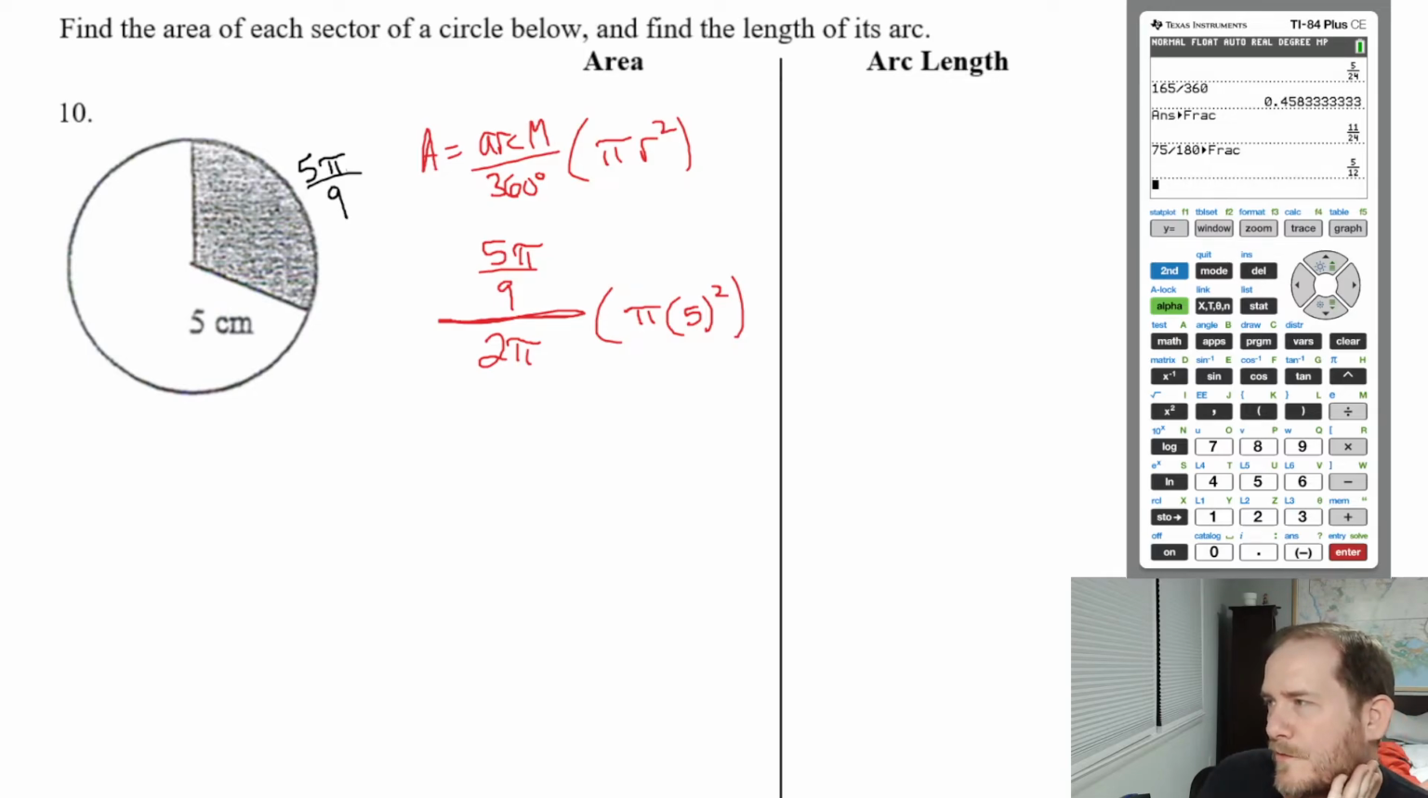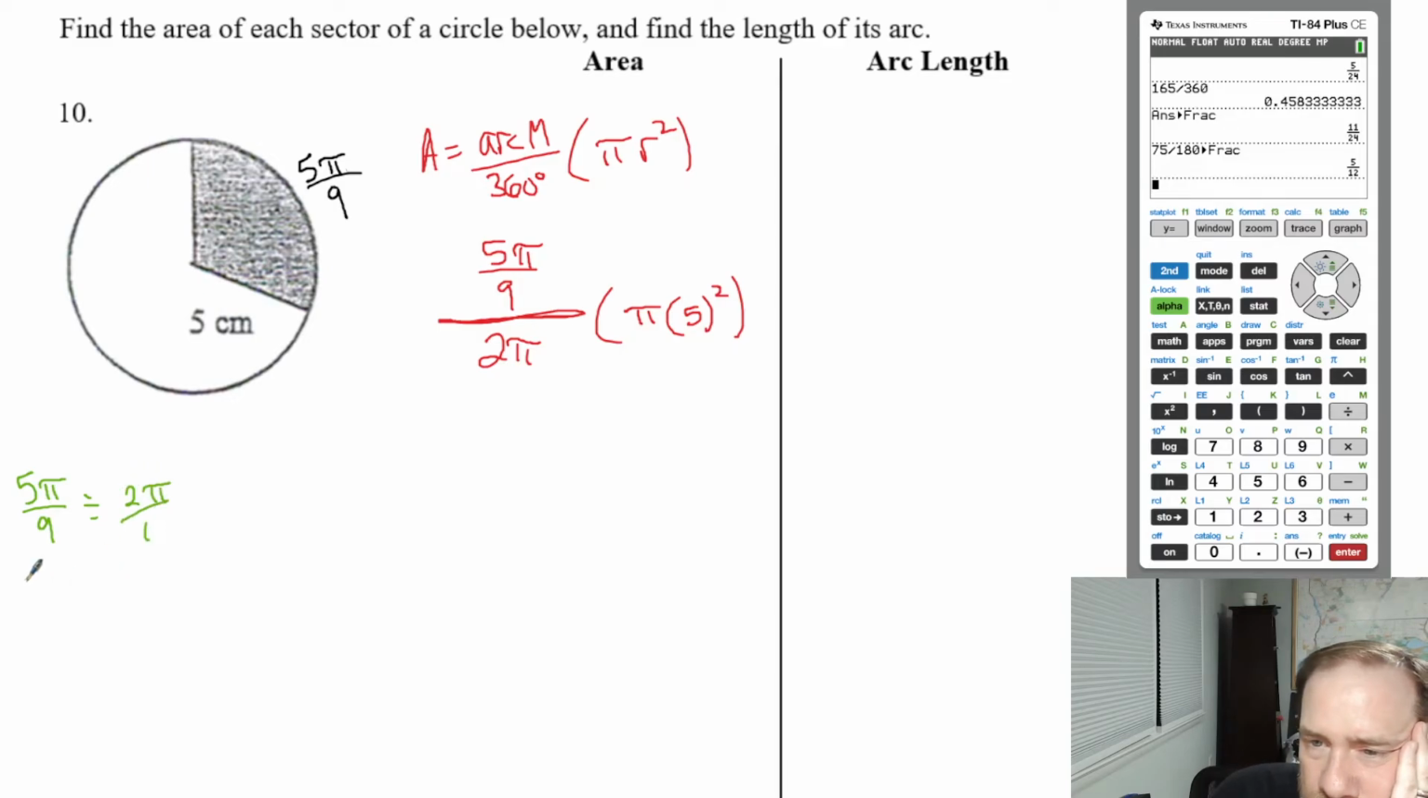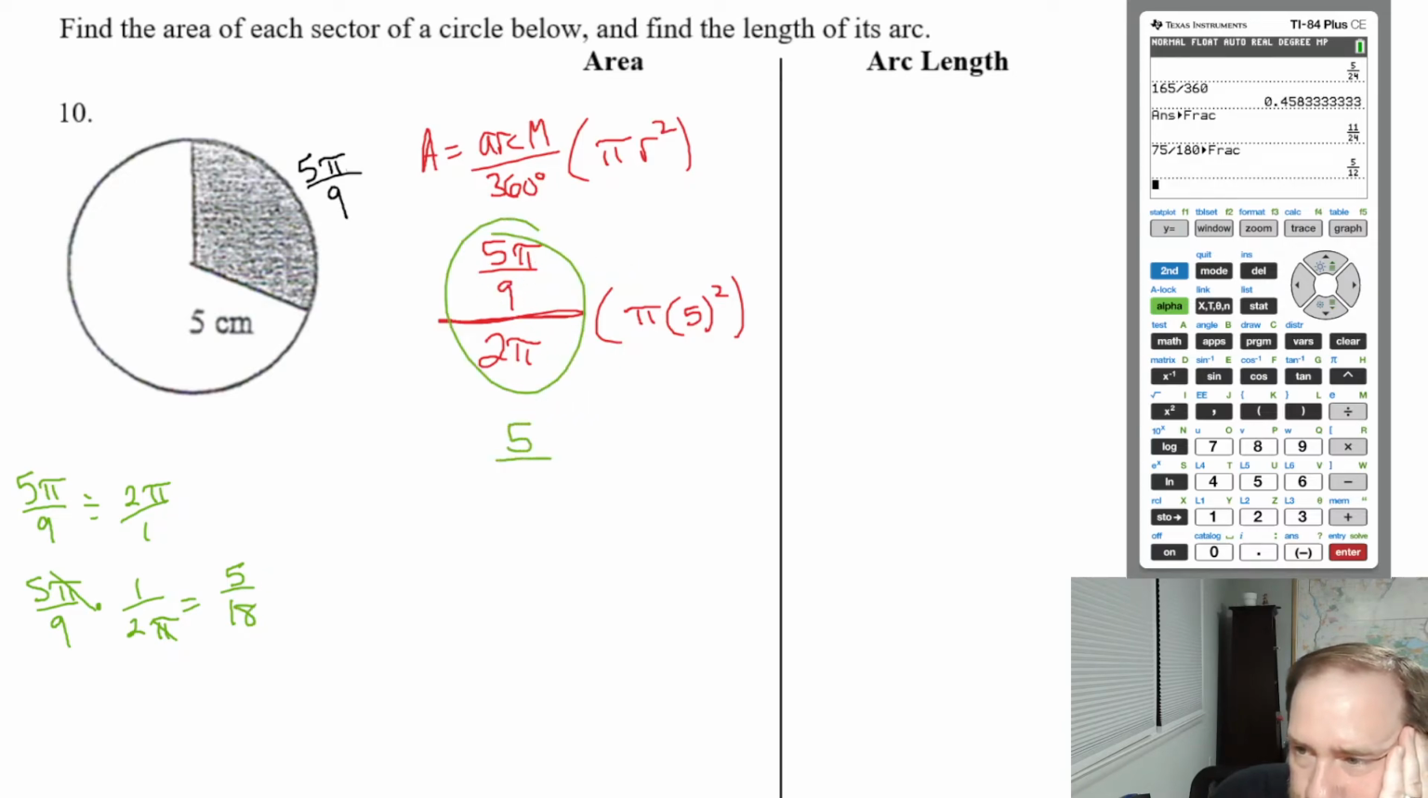Okay, so you have a little bit more work because you're supposed to actually clean this up. So this is basically 5 pi over 9 divided by 2 pi, which if you throw that over 1 would be the same as 5 pi over 9 times 1 over 2 pi, which if you cancel the pi's is giving 5 over 18. So that's what this whole thing would become, 5 over 18. And then you're just multiplying that by 25 pi.